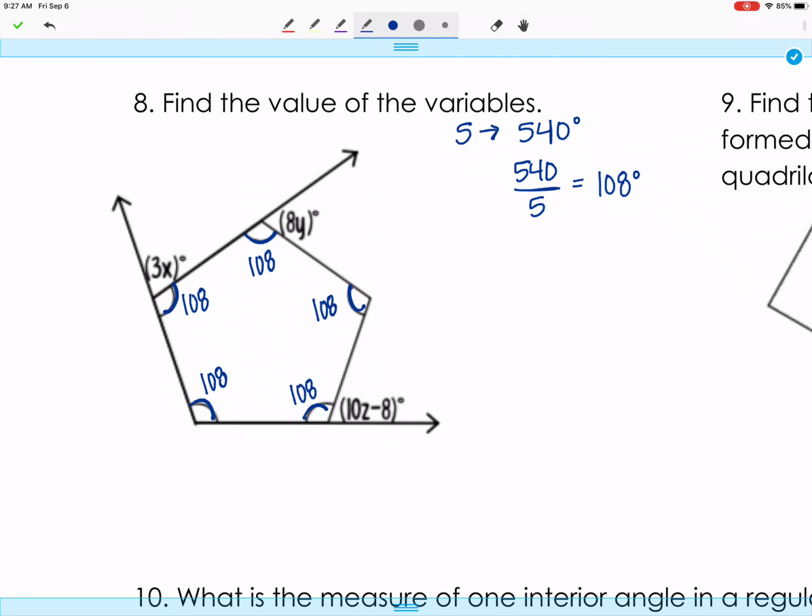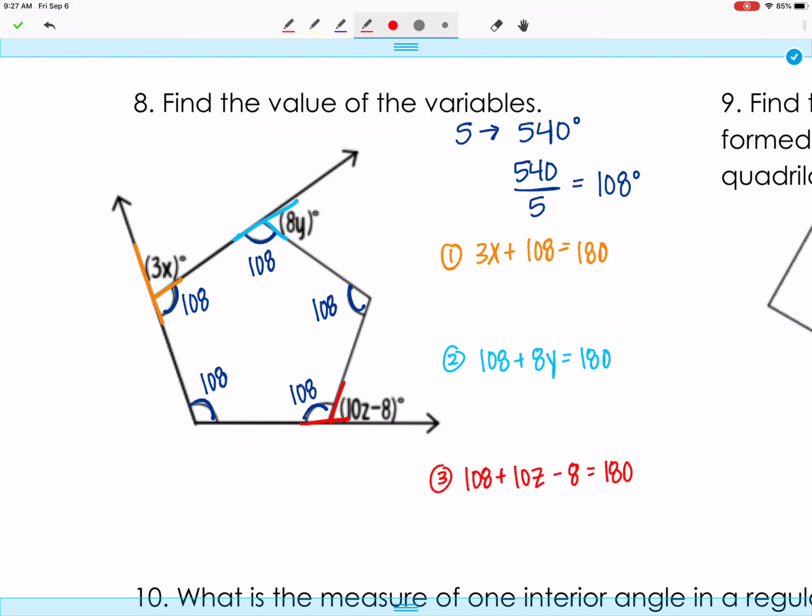Okay? All right, so now we've got to work with the outside. Hopefully, again, we're recognizing linear pair, linear pair, and linear pair. So in this case, 3x plus 108 should equal 180. At the top, 108 plus 8y should equal 180. And then down at the bottom, 108 plus 10z minus 8 should also equal 180.